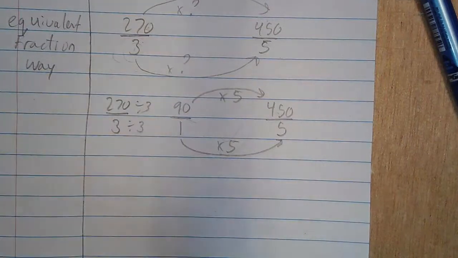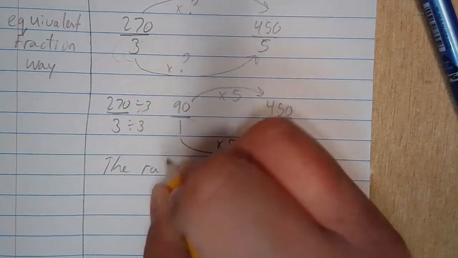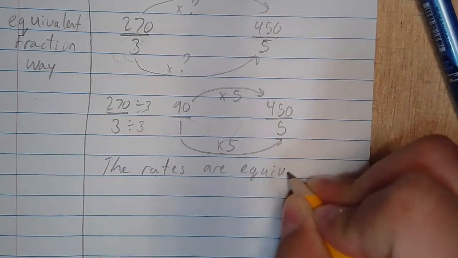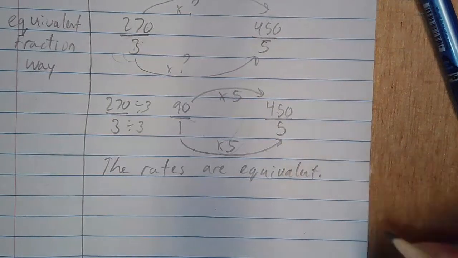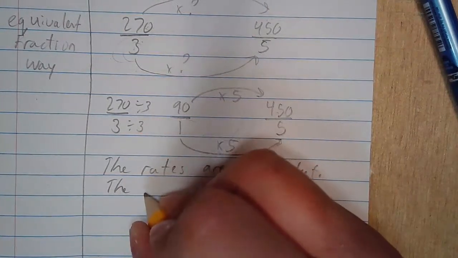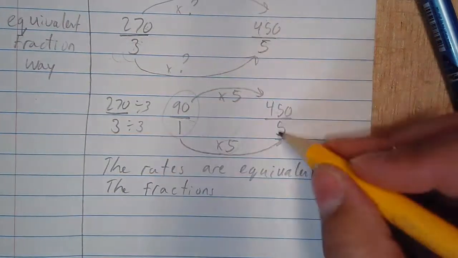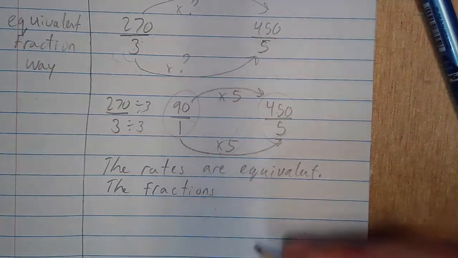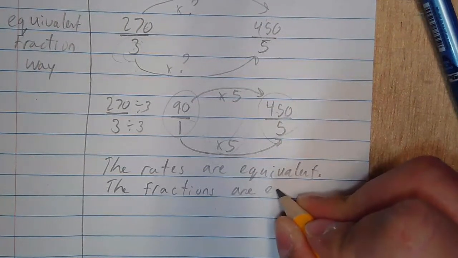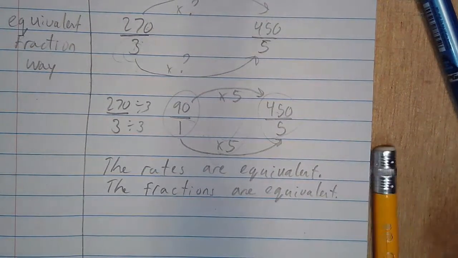But anyways, how are we going to write the answer? The rates are equivalent. The first sentence is the same. The rates are equivalent. Why? The fractions are equivalent. This is a fraction, this is a fraction. It's a ratio, but they act like fractions, so we're saying the fractions are equivalent. Okay, that's number 2.